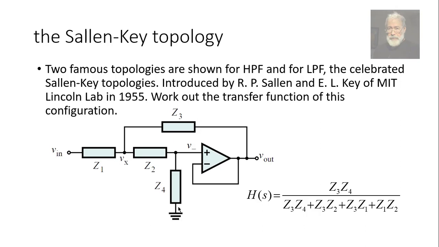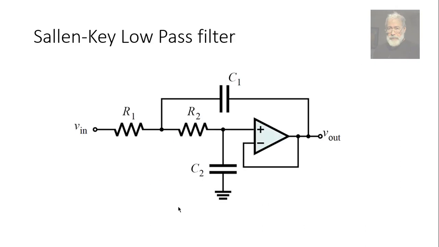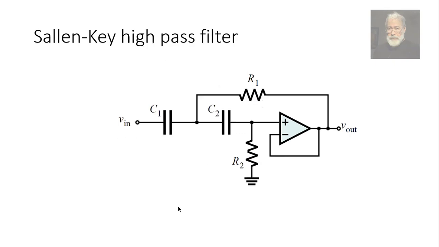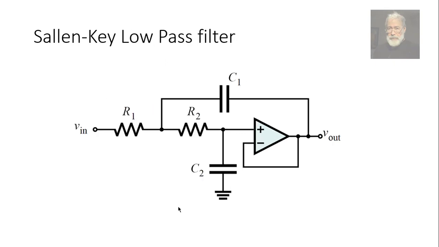In particular, they came out with this topology that is a Sallen-Key low-pass filter, and its companion, the Sallen-Key high-pass filter. The beauty of those topologies is that they allow us to set the poles of the transfer function anywhere on the left-hand side of the complex plane. Why would we want to do that? We shall see that later when we study Butterworth filters and perhaps Chebyshev filters.